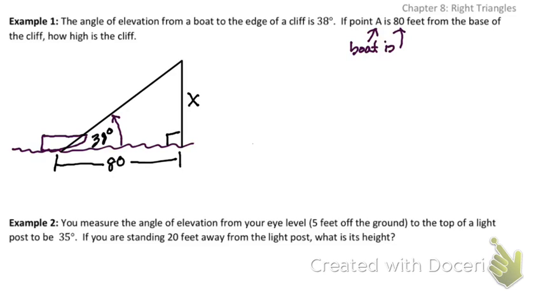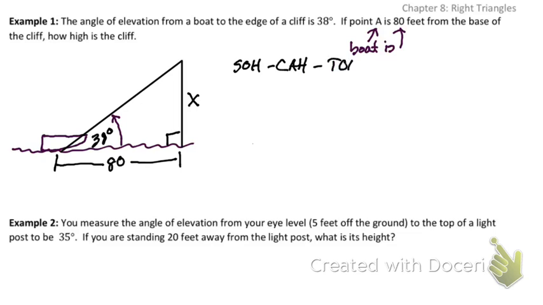Well, now we have one side known, we have an angle known, and we have an unknown side. That means we can actually use one of our trig functions. Remember, we're going to think back and we're going to think of SOHCAHTOA. Maybe I'll write that down. So we have SOHCAHTOA.